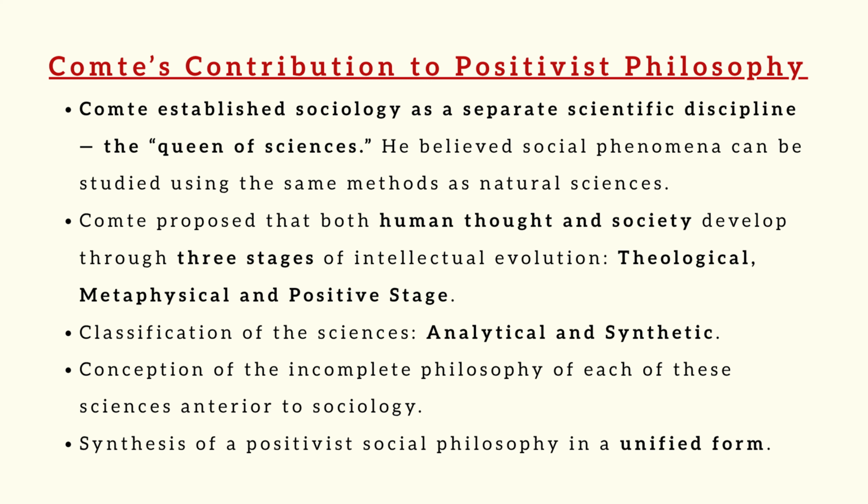Comte also argued that all other sciences before sociology had incomplete philosophies. While they provide valuable knowledge, they studied only particular aspects of reality, but none studied the totality of human existence and society. Sociology therefore was meant to fill that gap, to create a complete and integrated understanding of human life by connecting all forms of knowledge. Finally, Comte's greatest intellectual achievement was the synthesis, or unification, of all sciences into a single positivist social philosophy.